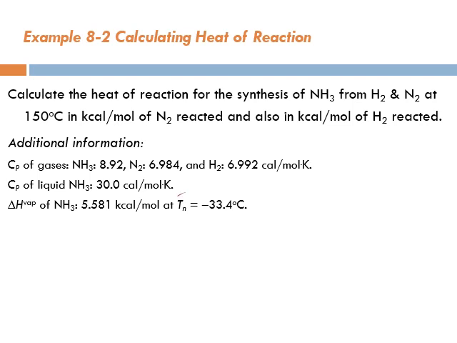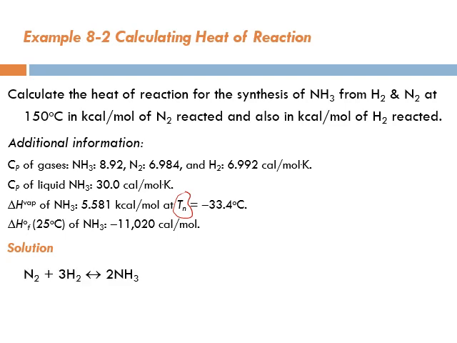At its normal boiling point. That means this is the temperature which boils at 1 atmosphere. What else is given? Delta H formation for ammonia is given, minus 11,020 calorie per mole. Okay, so we need delta H reaction at 150 degrees C.